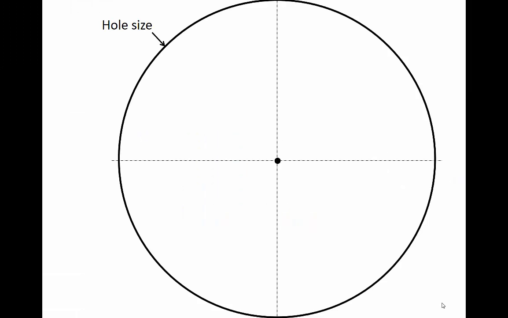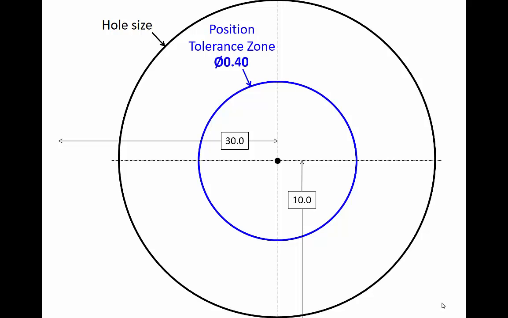Let's zoom in on the hole so we can better understand what this means. Here's the basic dimension establishing the true x-coordinate of the hole at 30 millimeters, and the basic dimension establishing the true y-coordinate of the hole at 10 millimeters. Here is the cylindrical tolerance zone that the center axis of the hole must fall within.